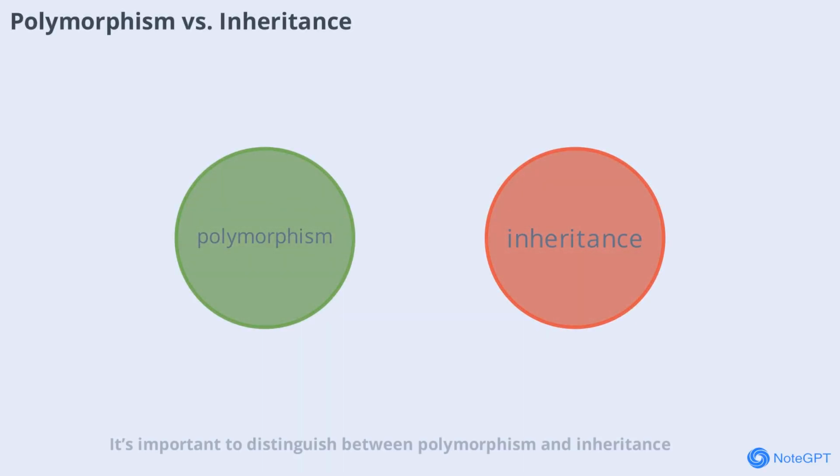It's important to distinguish between polymorphism and inheritance. While inheritance allows you to create a hierarchy of classes, polymorphism enables you to use objects of different classes through a common interface. Inheritance is about sharing structure and behavior, while polymorphism is about using those behaviors interchangeably.